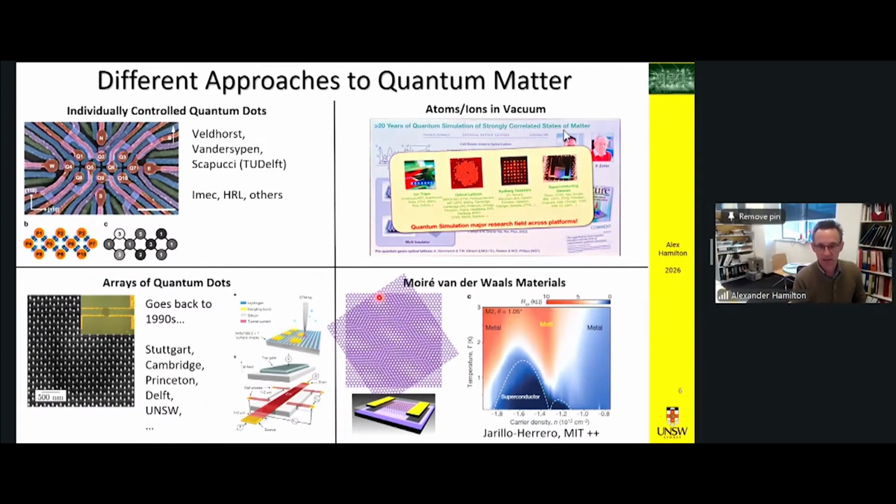And these twisted materials have been really interesting. They've shown phase diagrams as a function of doping and temperature that do resemble what is seen in these high temperature superconductors. So this is now a very active field of work, originally pioneered by Pablo Jarillo-Herrero, and now many others across the world, looking at these materials that show metals, Mott insulators, strange metals, superconducting domes, and so on.